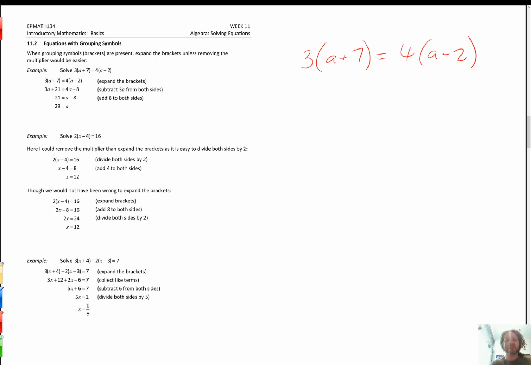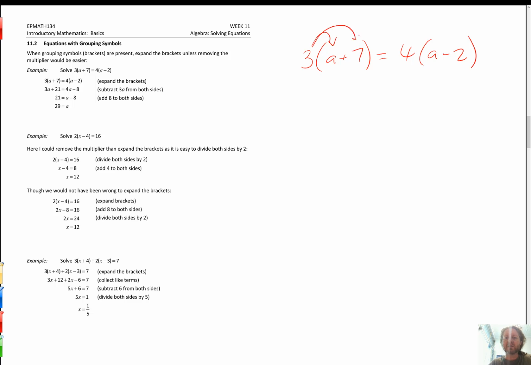Well, definitely here, I do want to expand those brackets. You could say, well, can I get rid of the 3 by dividing both sides by 3? Yeah, you could. But does it make life easier if that's a 4 on 3? No, I don't want fractions in here. Our main aim is when we've got fractions in there to get rid of them, not to bring them in. So no, definitely expand brackets, don't form fractions.